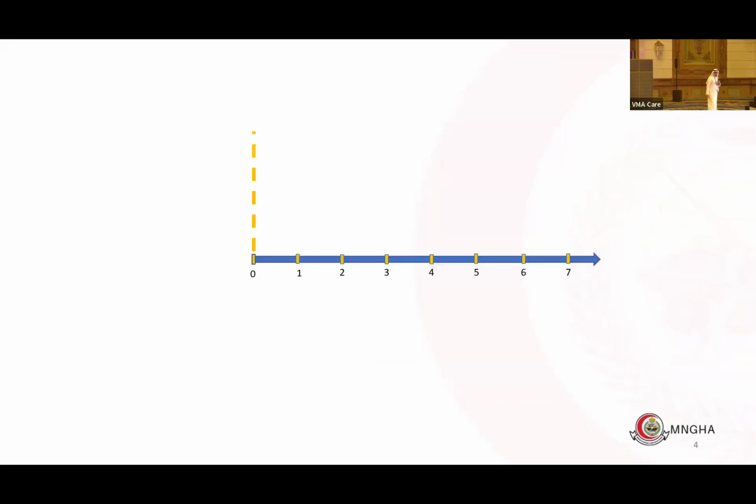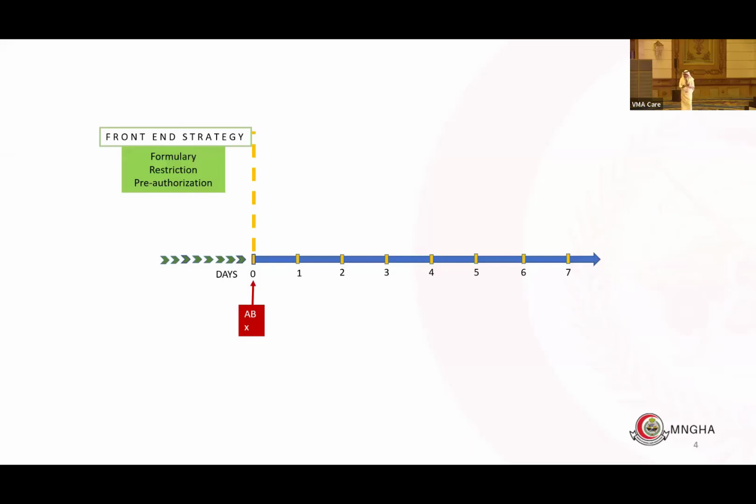Let's start with this diagram to understand how these strategies work. This is where the antibiotic is started. As I mentioned before, what happens before starting an antibiotic is called front-end strategies. This is where pre-authorization or formulary restriction sits. Meropenem is restricted; not anyone can write Meropenem, not anyone can write Ceftazidime-Avibactam. This is what's called pre-authorization.